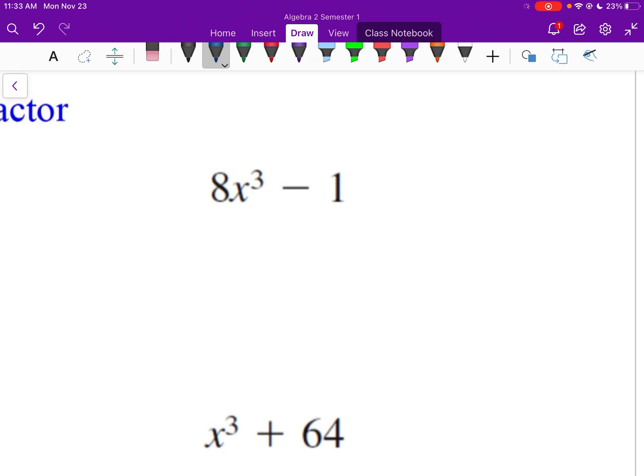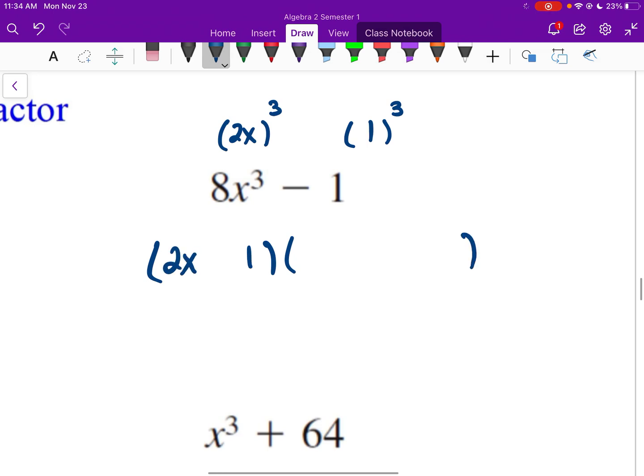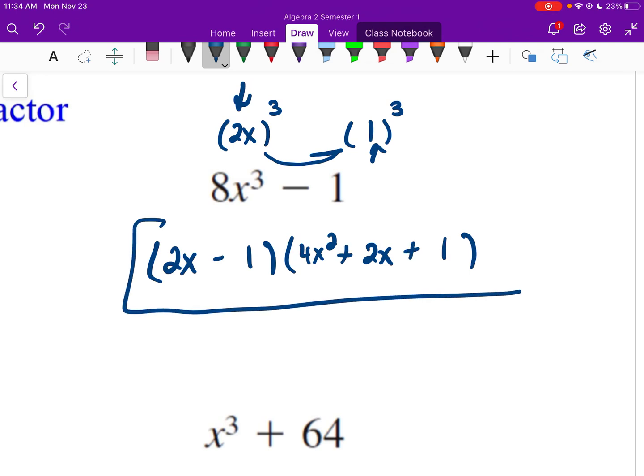Okay, next one. No greatest common factor. I see x cubed, so I'm thinking difference of cubes. What am I cubing to get 8x cubed? 2x. What am I cubing to get 1? I'm cubing 1. So I set up my binomial times the trinomial: 2x, 1. Okay, square, we get 4x squared. Multiply, we get 2x. And then square the 1. Okay, so then we have our terms. Now we just need our signs. Same sign, opposite, always positive.